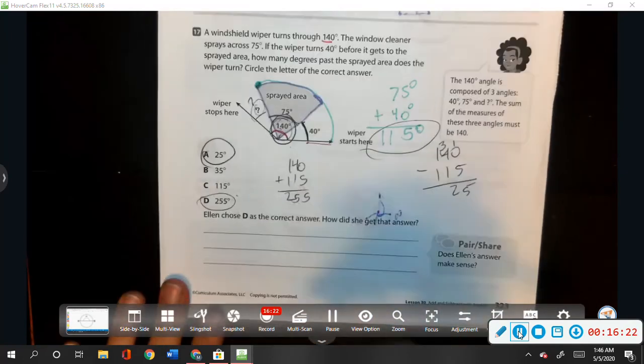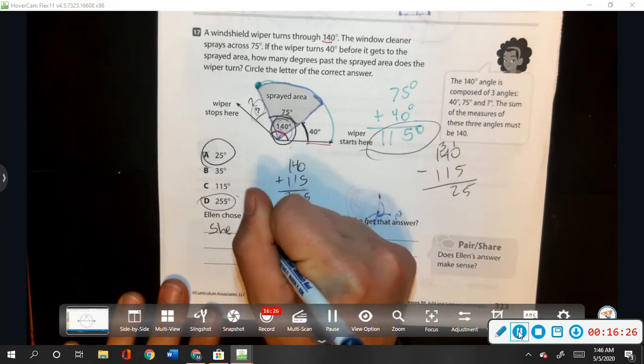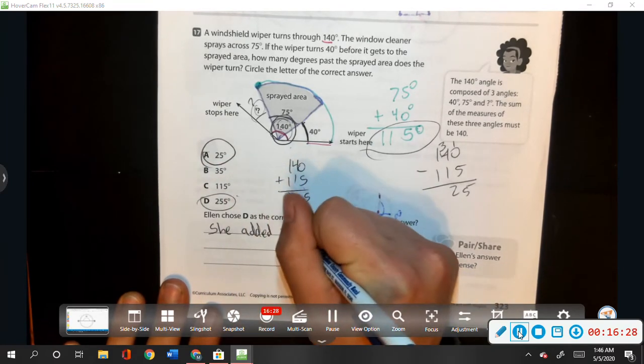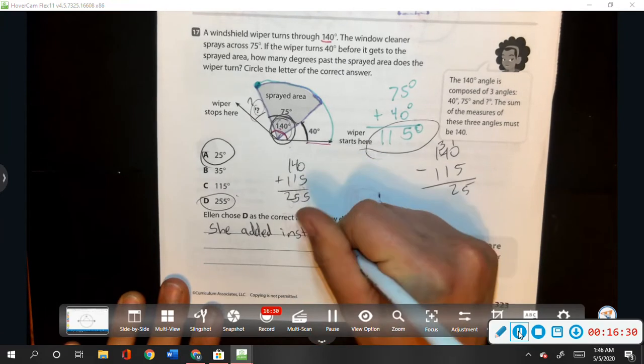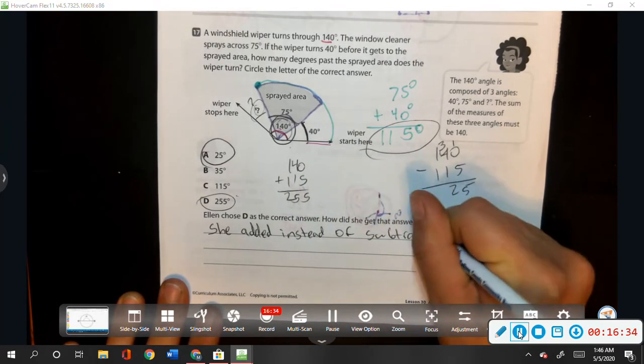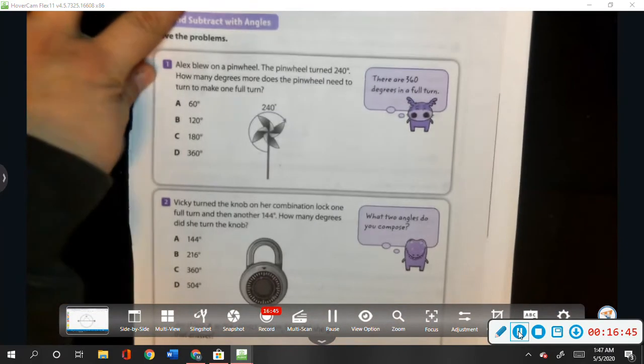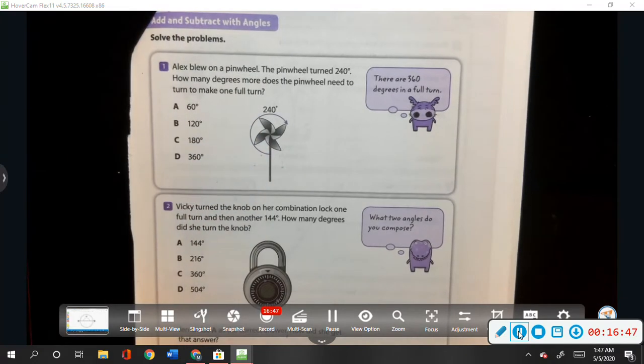So our answer is going to be she added instead of subtracting. There we go. All right, let's get into the practice. We only got 5 questions on here. Not too bad. Multiple choice, y'all's favorite.